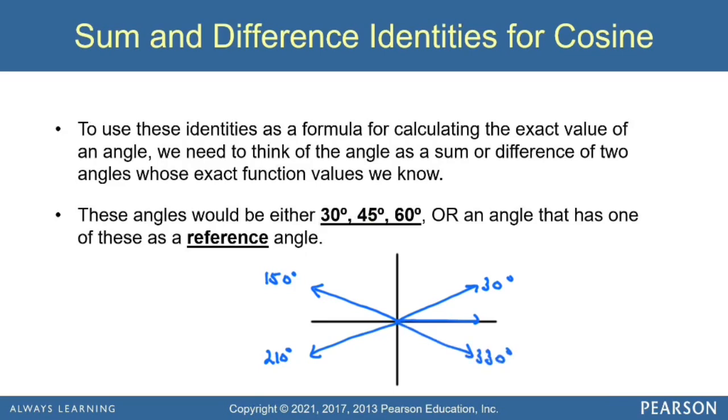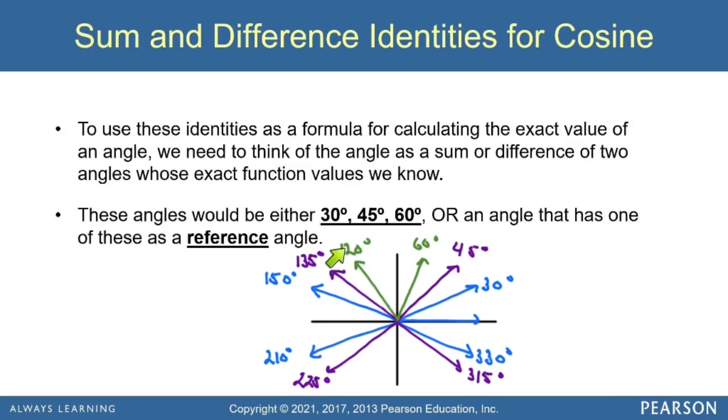Now let's look at 45 degrees. The quadrant 2 angle that has 45 degrees as its reference is 135 degrees. In quadrant 3, it's 225, and in quadrant 4, it's 315. And then for the 60-degree angle, in quadrant 2, 120 degrees would have 60 as its reference. In quadrant 3, 240 would have 60 as its reference.